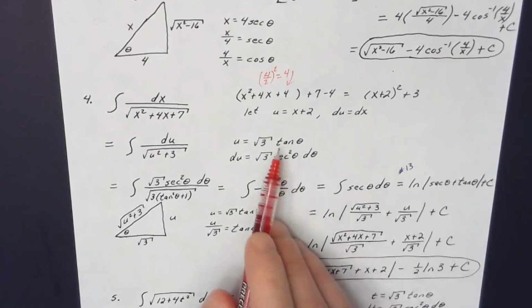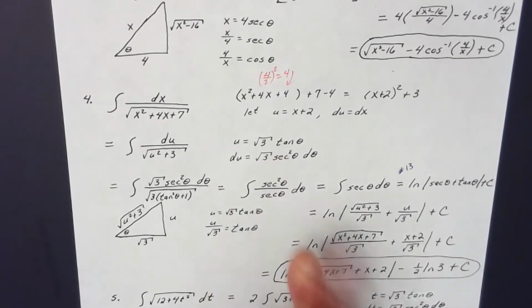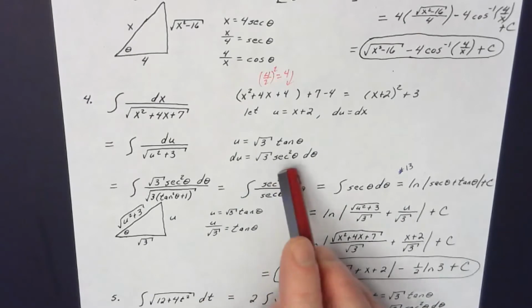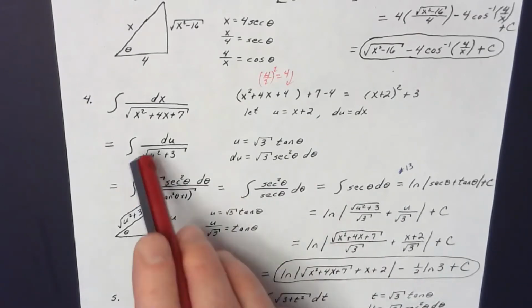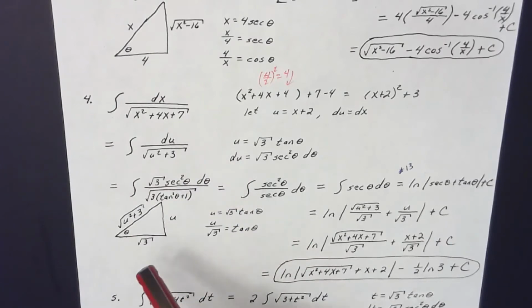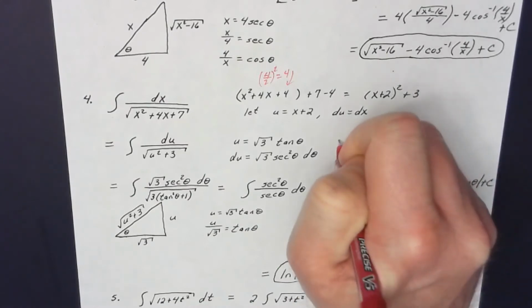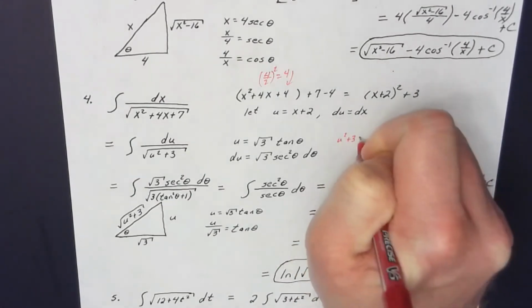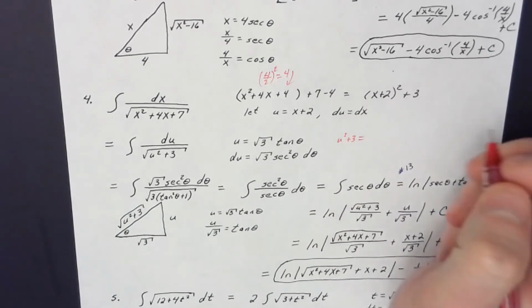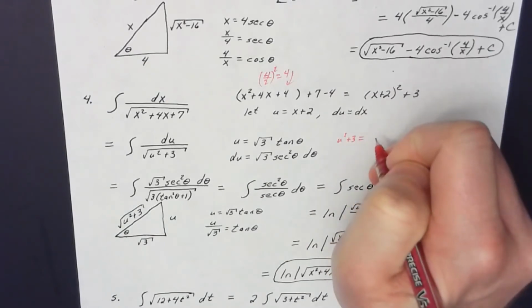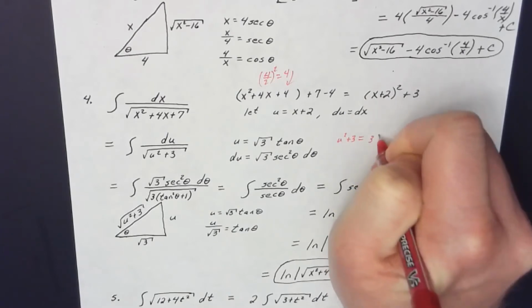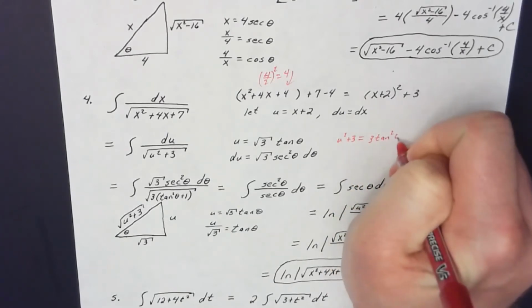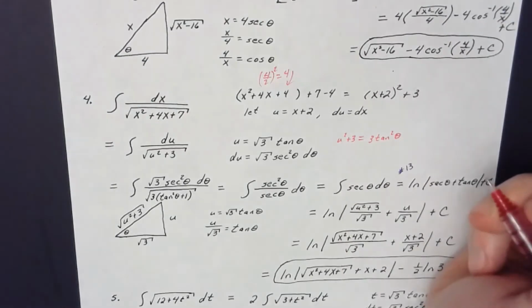Now I go back into my problem and I start plugging things in. I know that du is just the square root of 3 secant squared theta d theta. My denominator becomes the square root of u squared plus 3. In this case, remember, u squared plus 3 is going to become the square root of 3 tangent theta quantity squared, which would be 3 tangent squared theta, and then plus 3.